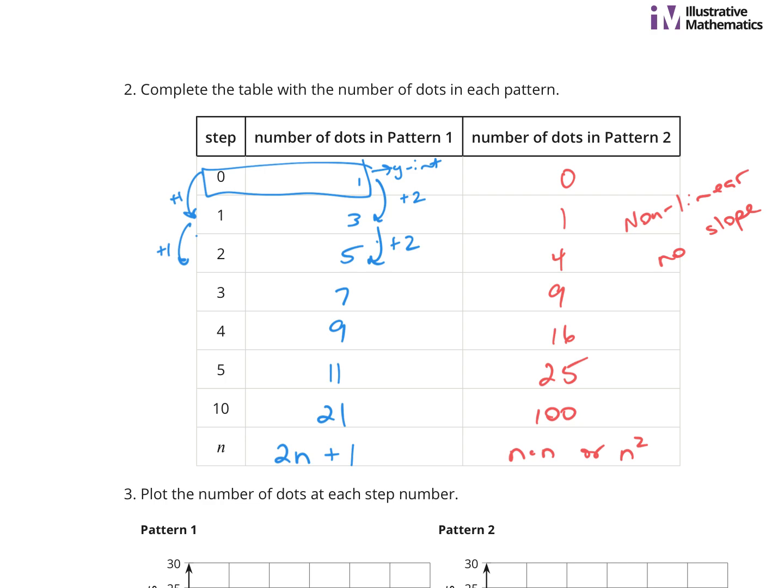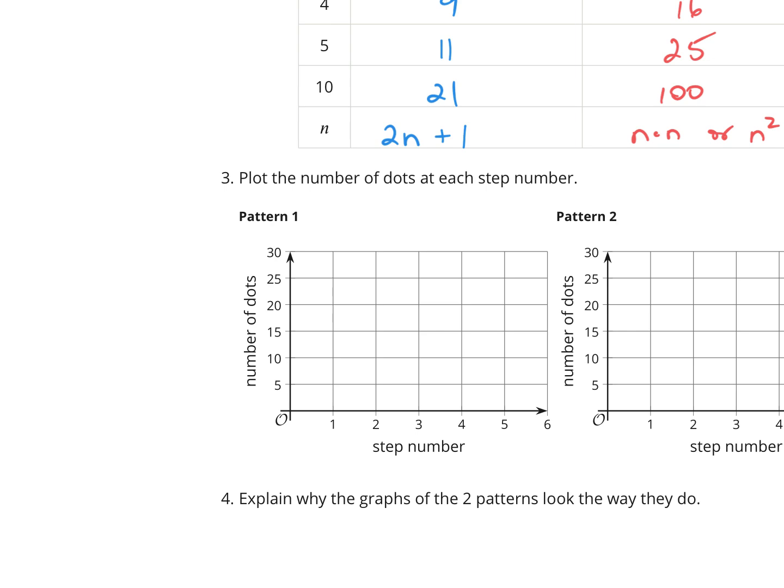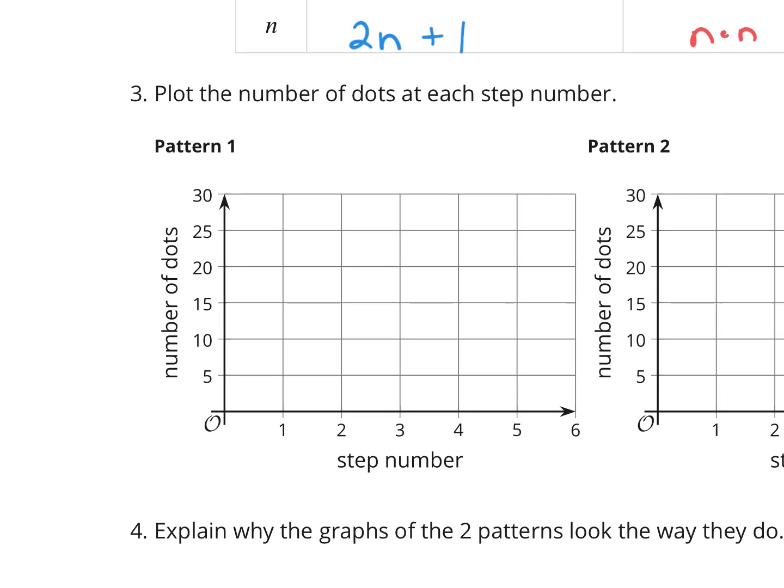Let's go ahead and take a look at what those graphs look like. So starting with pattern 1, I know step 0 had 1, which is about here. 1 had 3, which is going to be about there. 2 had 5, which is about there. 3 had 7, so we'll say that's about there. 4 had 9, so that's about there. 5 had 11, it's about there. So we know 6 will have 13, which is about there.